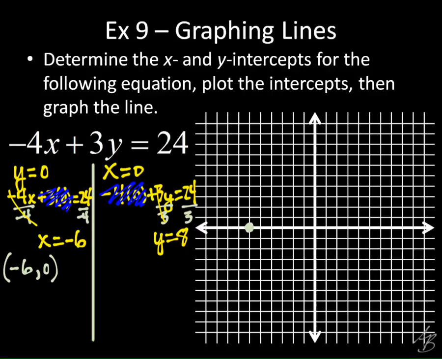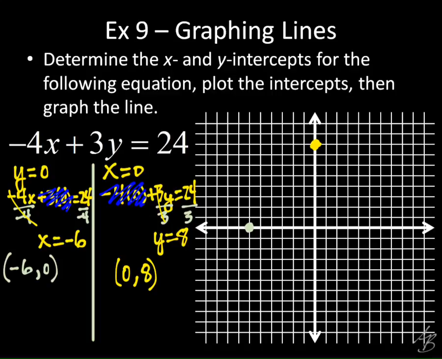So this time we got the x-intercept or the y-intercept? The y-intercept. Since we're solving for y here, it's the y-intercept. And so we have x equals 0, y equals 8. And the point 0, 8 is going to be up 8, which on yours is going to be at the very top.